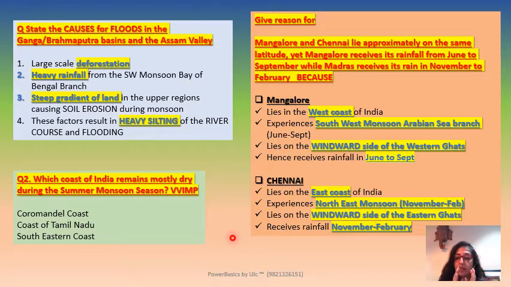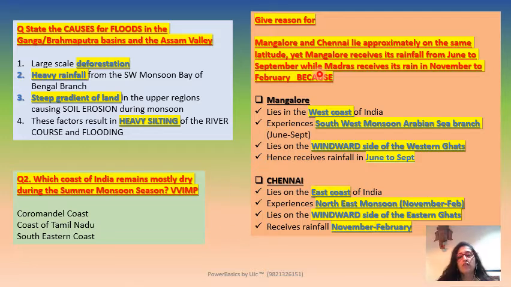Learn these up well. In the southwest monsoons, which part of India is going to remain dry? It's going to be the coast, not area, but coast they are asking. Which coasts? Tamil Nadu coast, southeastern coast, and the Coromandel coast. The Coromandel coast is the coast lying along Andhra Pradesh.